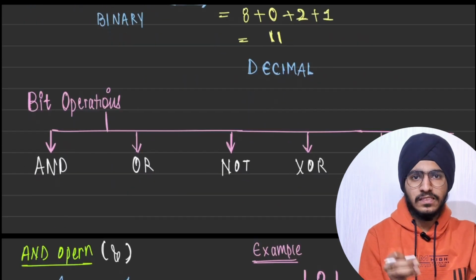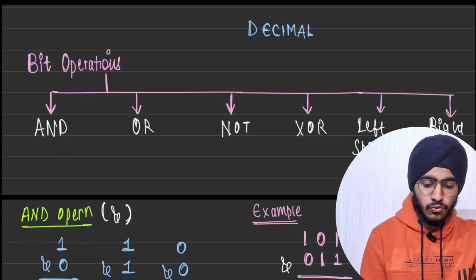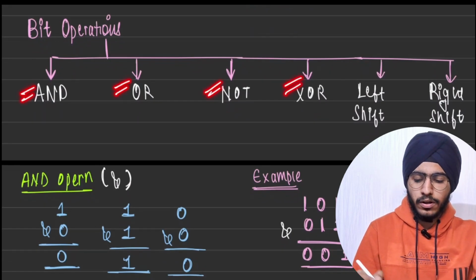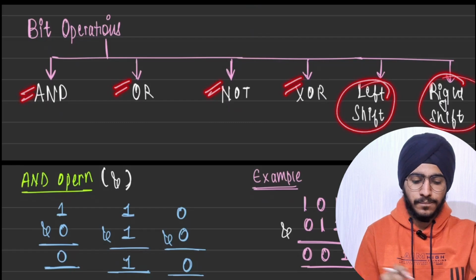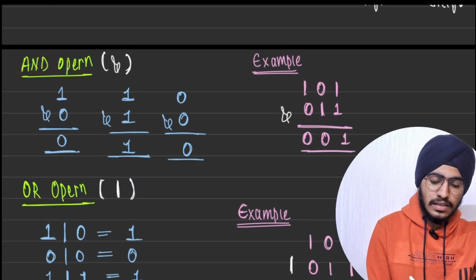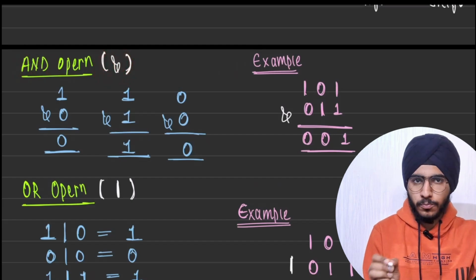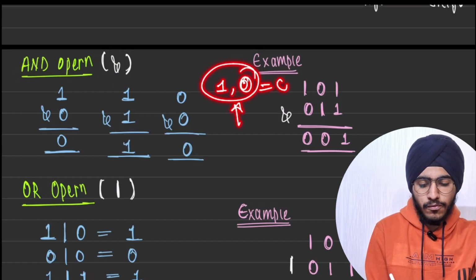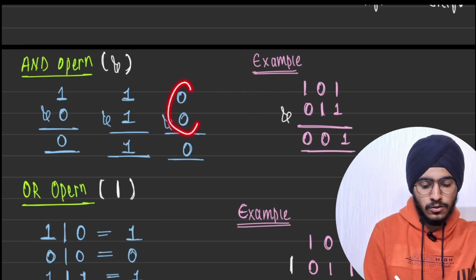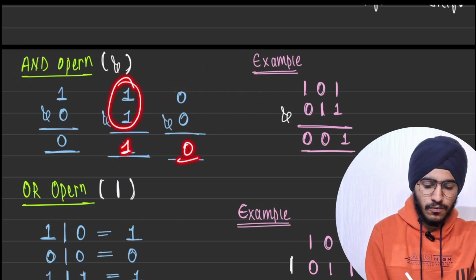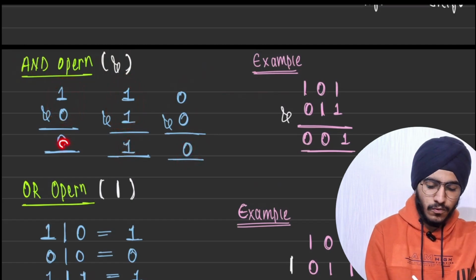Now let's discuss the basic bit operations very quickly. We have bit operations like AND, OR, NOT, XOR, left shift and right shift. Let's discuss each bit operation. The AND operation is represented by this symbol, and it says that if we have 2 bits, let's say 1 and 0, if at least one of them is 0, we will always get 0. Like for example 0, at least one of them is 0, we get 0. Here both of them are 1, we get 1. Here at least one of them is 0, we get 0.